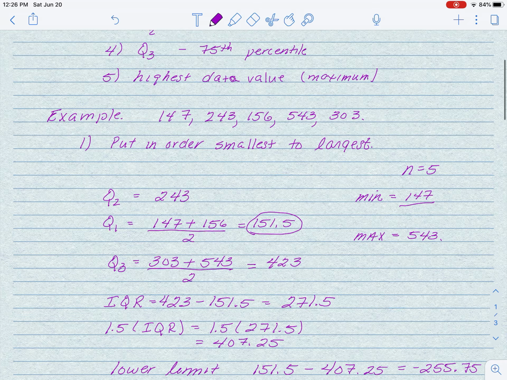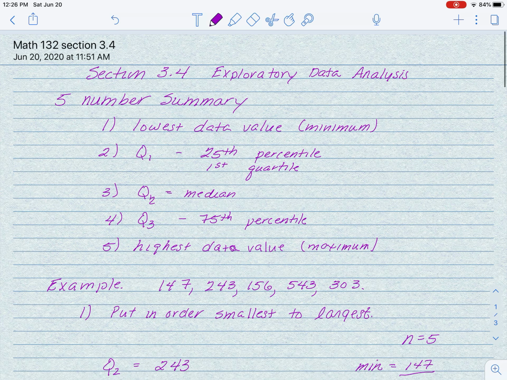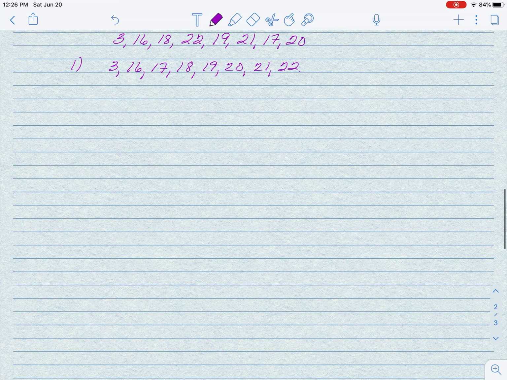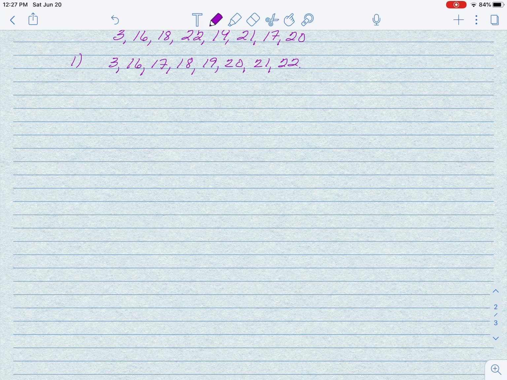And this happened earlier in the lecture. We did this same data set. Oh, not this lecture. In the previous lecture, we did this same data set. So in section 3.3, we did the same data set. The first thing that we want to find is Q2. And Q2 is the median.